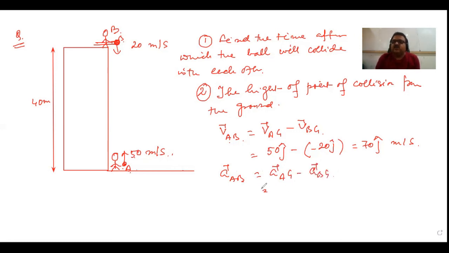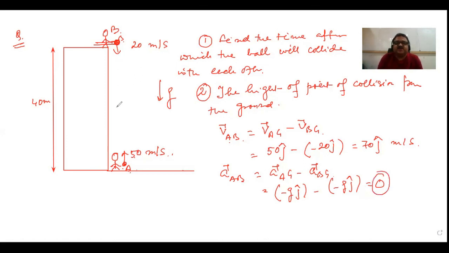Now, in case of motion under gravity, we know g always acts in the downward direction. So it is minus g j cap, and it is minus g j cap. So it will be 0. So this is the interesting part of relative motion in vertical motion. We don't have to calculate any relative acceleration, because relative acceleration always comes to be 0.